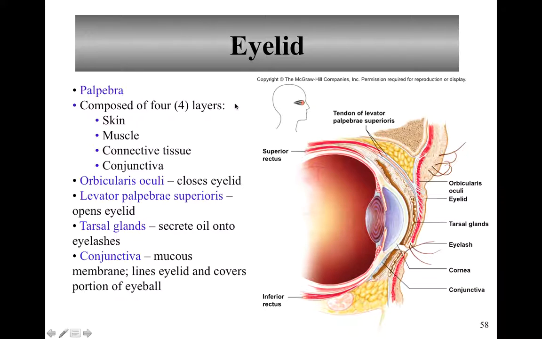The eyelid is called the palpebra, and has 4 layers. The outermost layer is the skin, and there's muscle, a connective tissue layer, and then the conjunctiva. Orbicularis oculi is the muscle that closes the eyelid. Levator palpebrae superioris opens the eyelid. Tarsal glands secrete oil onto the eyelashes. And the conjunctiva is where you get conjunctivitis. It's a mucous membrane that lines the eyelid and covers parts of the eyeball.